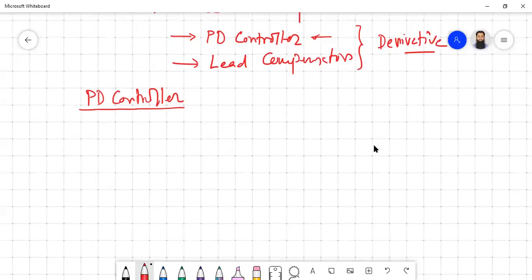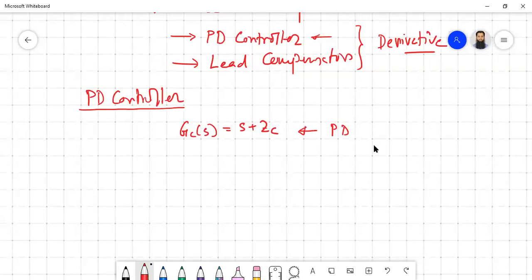If you can introduce a pure derivative controller, that means a pure zero, that is GC(s) equals s plus ZC, only zero, then it is called a PD controller.